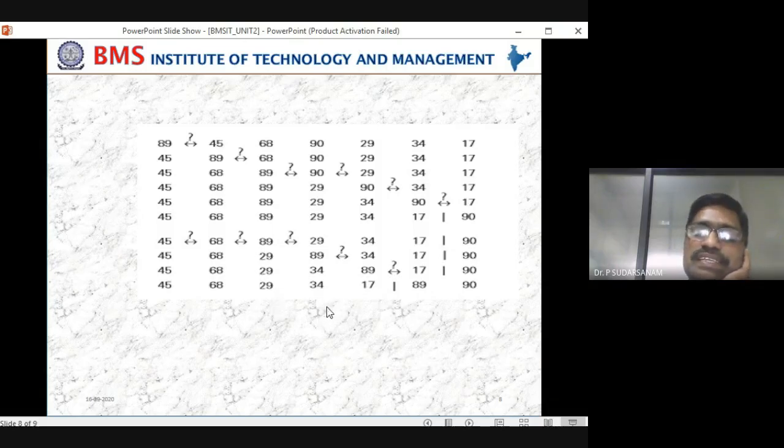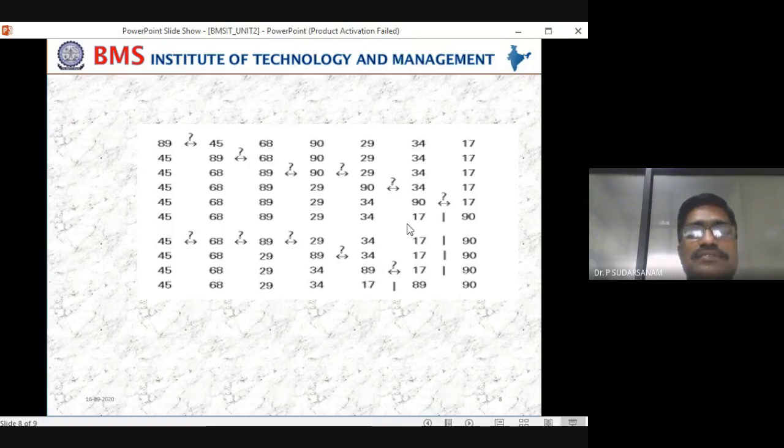Next, 17 and 68 will be compared. 17 is less than 68, so 17 and 68 will be swapped. So 68 will be coming here and 17 will be going here. That is the way of writing. After completing this, 45, 29, 34, 17 will be there. You will write an underline here and continue the remaining process. That is what you have to do.